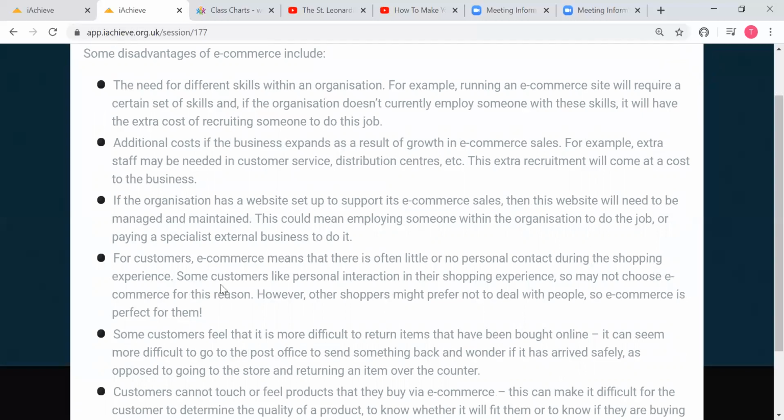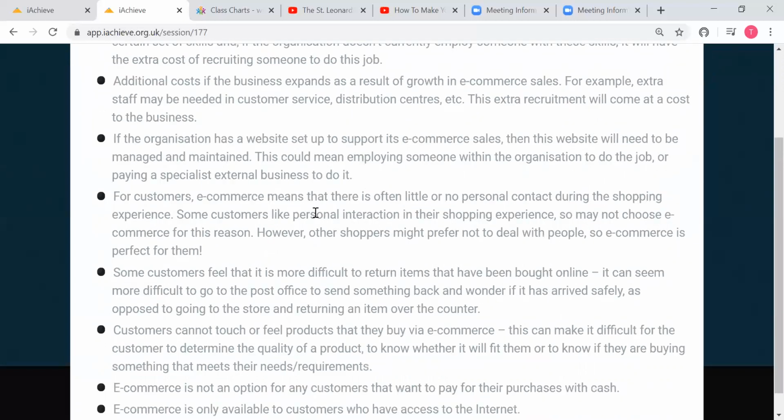For customers, e-commerce means that there's often little or no personal contact. So it's a very impersonal shopping experience. And some of us do enjoy the personal interaction and the personal recommendations we get from people that are there to assist us.